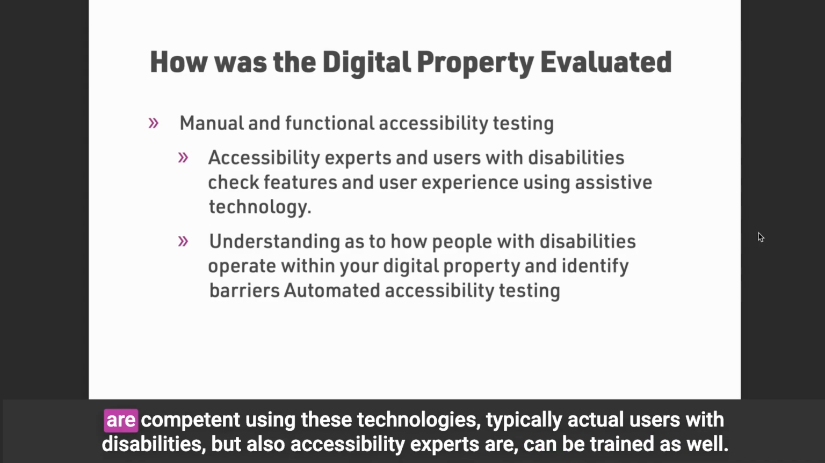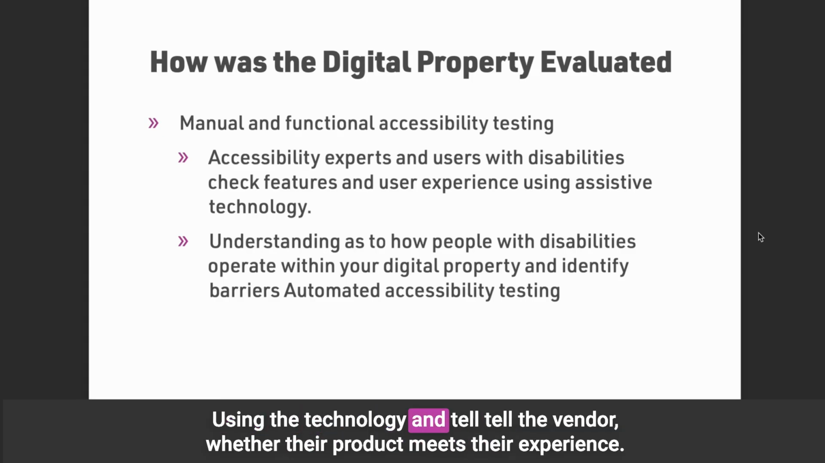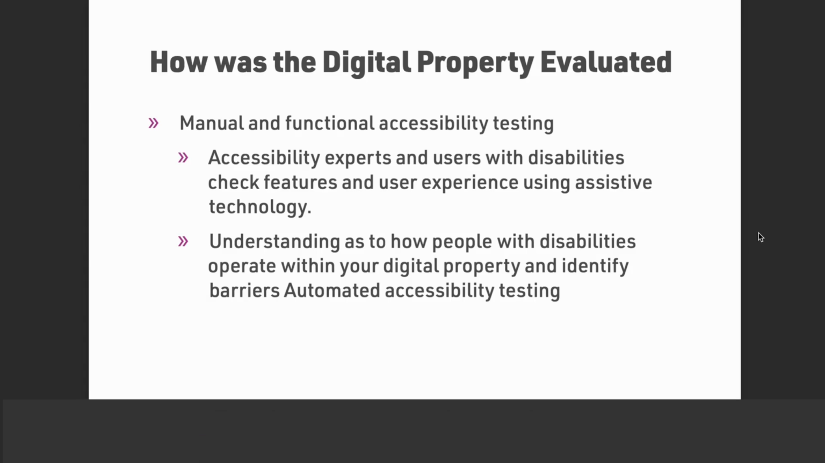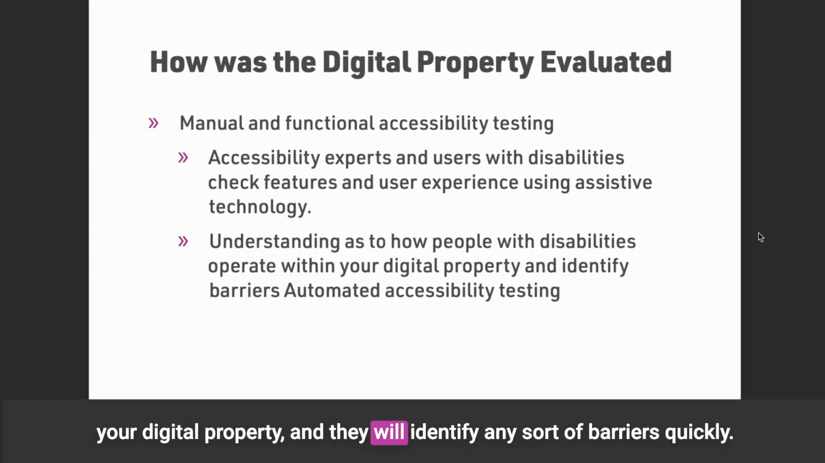So this is actual testing with assistive technology, with screen readers and other technology that might be used. And people who are competent using these technologies, typically actual users with disabilities, but also accessibility experts who can be trained as well, will test the website using the technology and tell the vendor whether their product meets their experience. And it is good to get user testing because it helps you understand how a person with disabilities is actually going to be operating within your digital property, and they will identify any sort of barriers quickly.